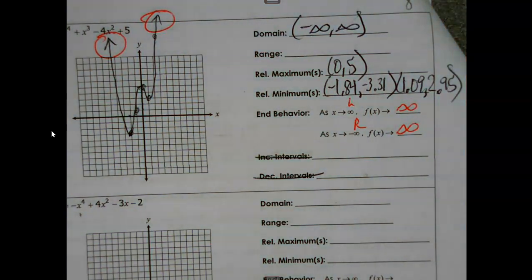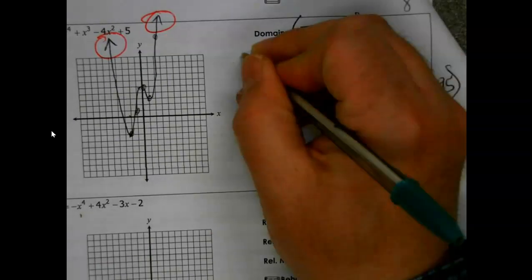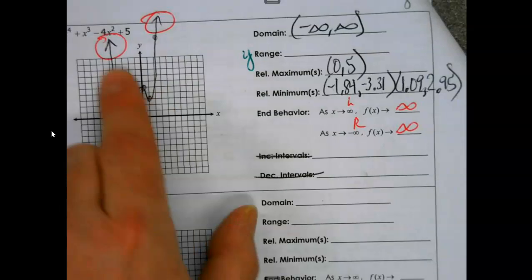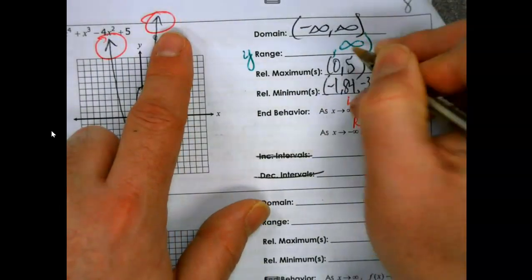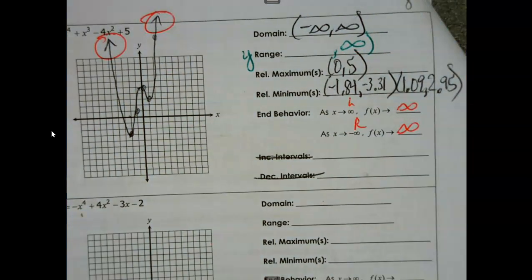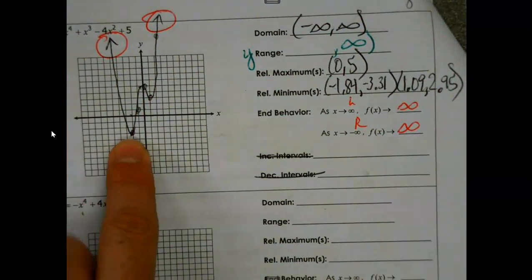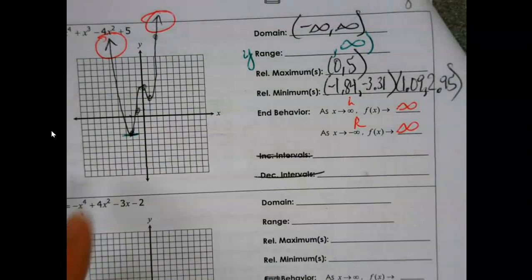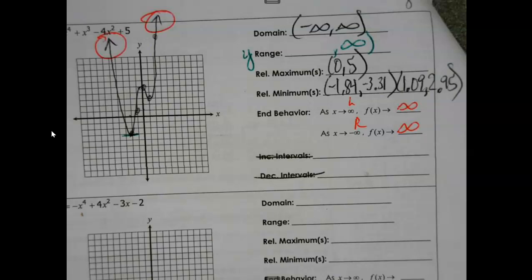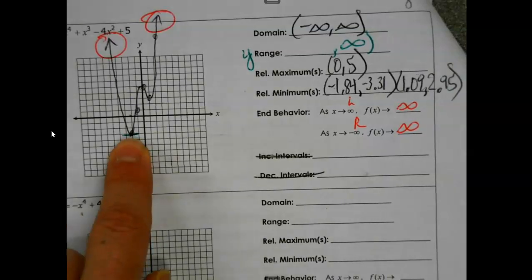Range is a little funky this time. So here's the deal with range. Because again, we're dealing with y's. Well, they're going up forever. Okay, that's cool. We got this side. They don't go down forever. They go down to here. This is the bottom. You're like, well, what number is that? Well, let's look. That's at a minimum, right?